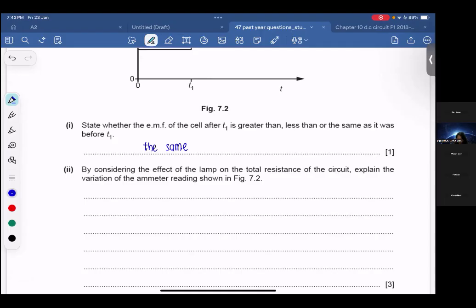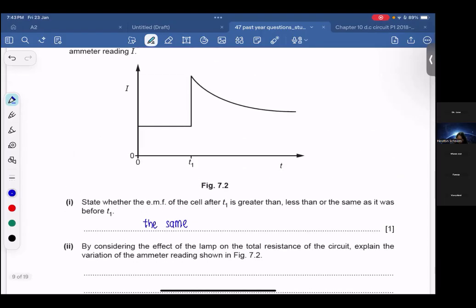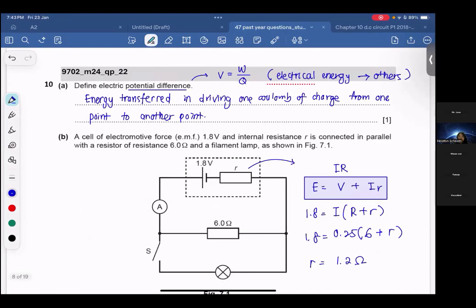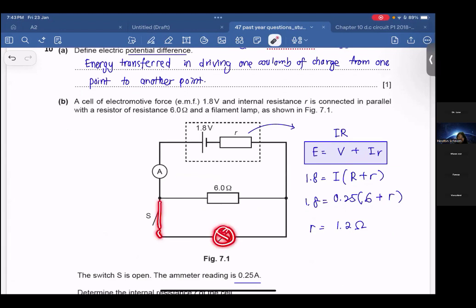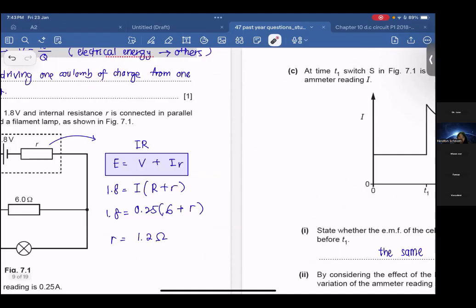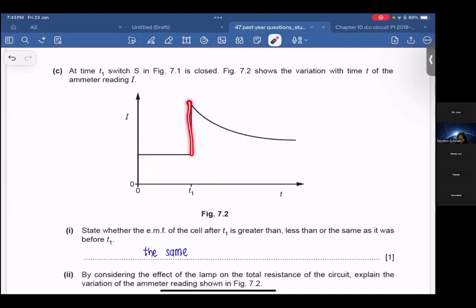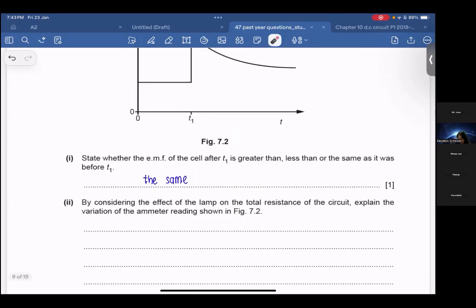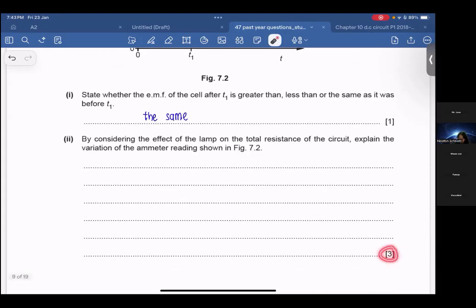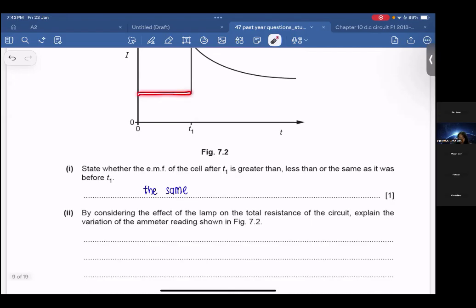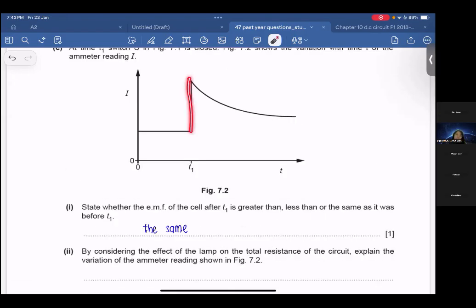explain the variations of the ammeter reading. Actually, they want you to explain. After we close the switch, we are including the lamp in our circuit. When we include the lamp in our circuit, we found out that the current suddenly becomes high. Then after that, here it decreased. So actually, they want you to explain why the current changes in this way. So we need to explain, 3 marks here. You need to explain before, then why it suddenly increases, then why it decreases.